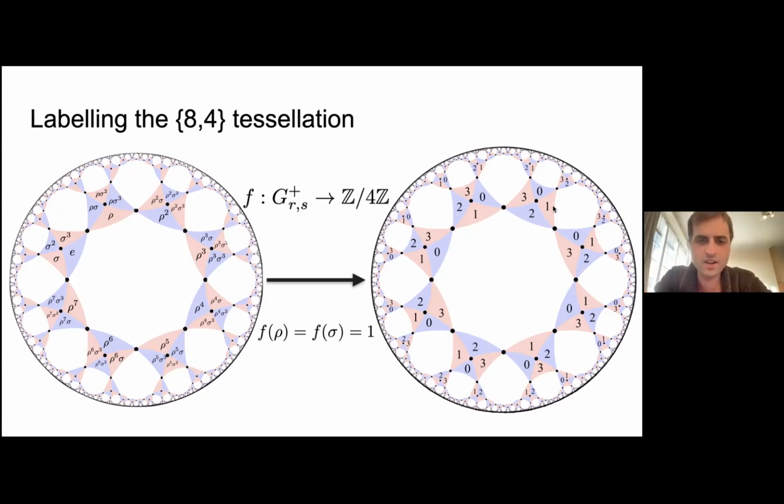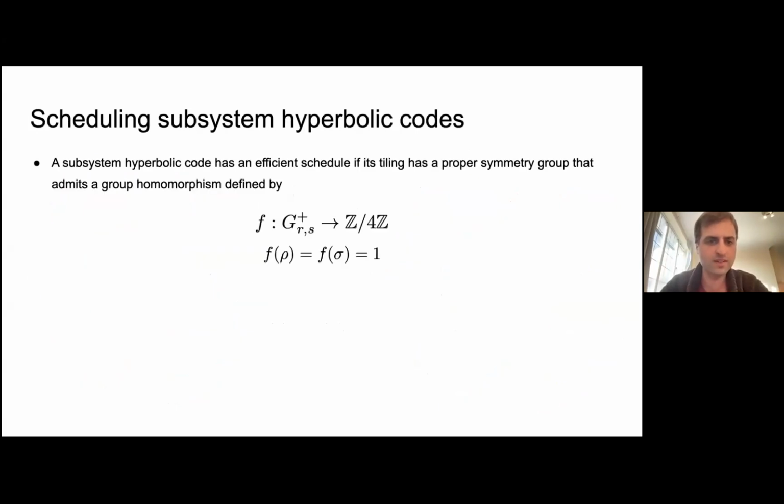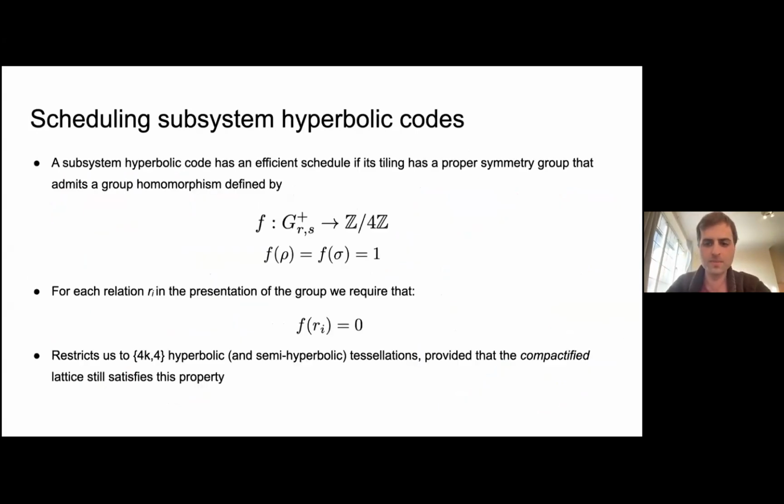Exactly. But even then, you still have to worry about the compactification. In order to form a compactified, closed surface, you also add additional relations to the group, and these also have to satisfy the constraint f of R equals 0 in order to admit this homomorphism. So it's for a subset of 4K4 tessellations. We find empirically that around half of the compactified lattices admit the homomorphism. That's just what we empirically found.